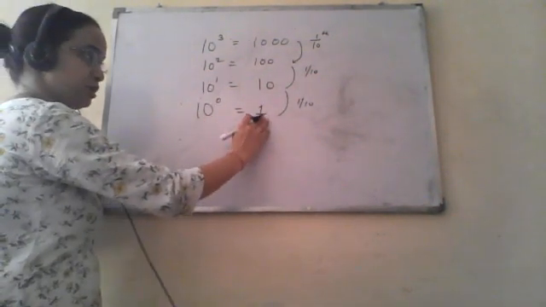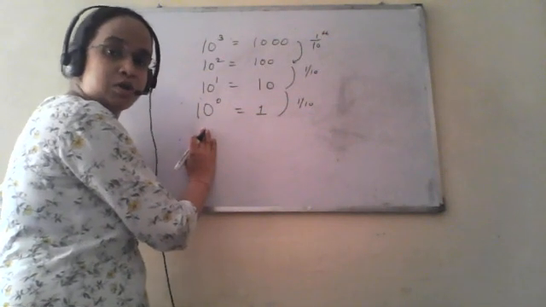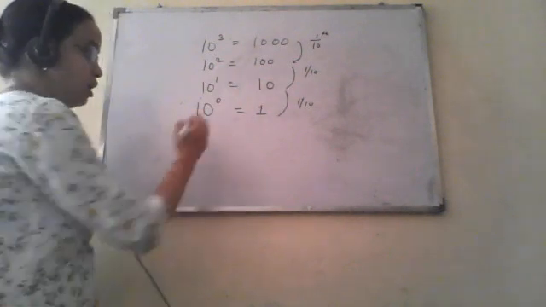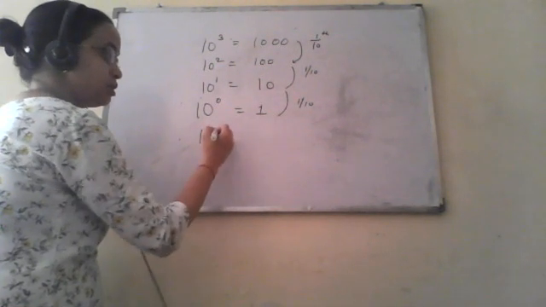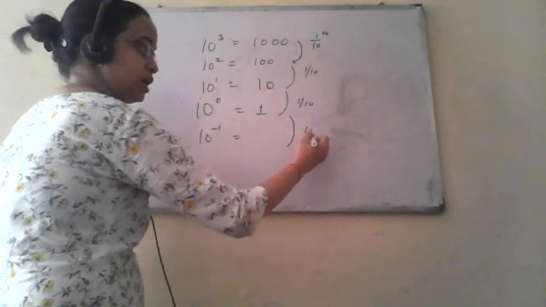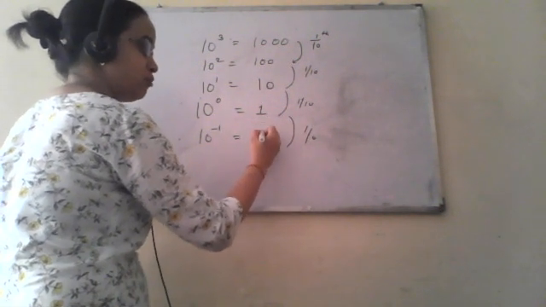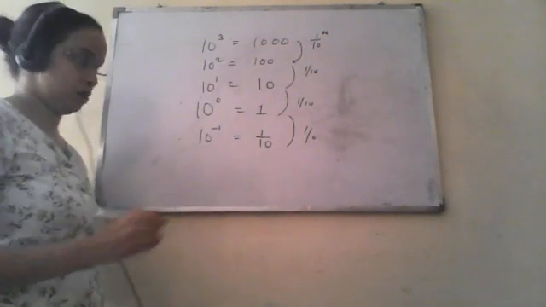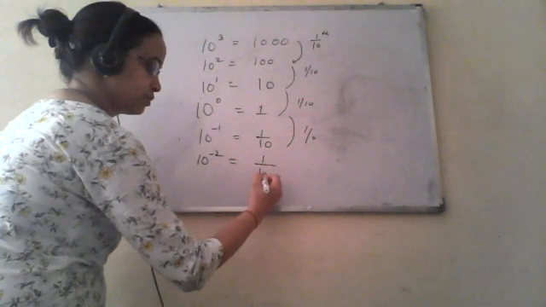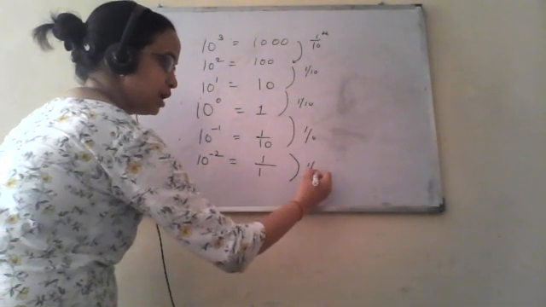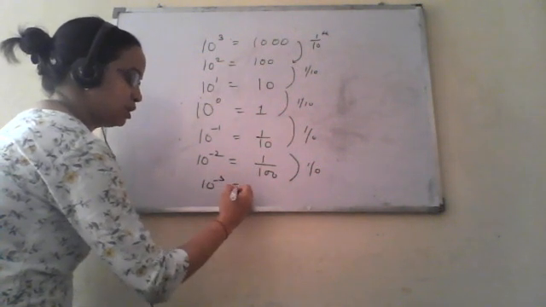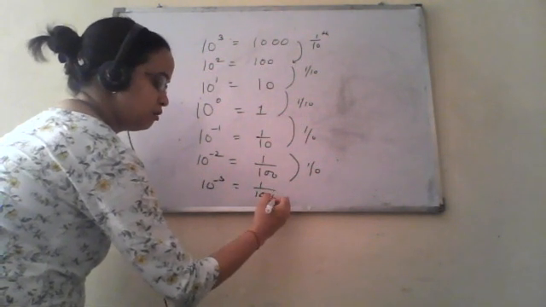Now this is 1. 10 to the power 0 is 1, or any value whose power is 0, its value is considered as 1. Now if we are further reducing the power, that means we are reducing its value by 1/10. 1/10 of 1 will be 1 upon 10. Now if it is minus 2, reducing by 1/10 again, it will be 1 upon 100. If we are writing 10 to the power minus 3, it will be 1 upon 1000.